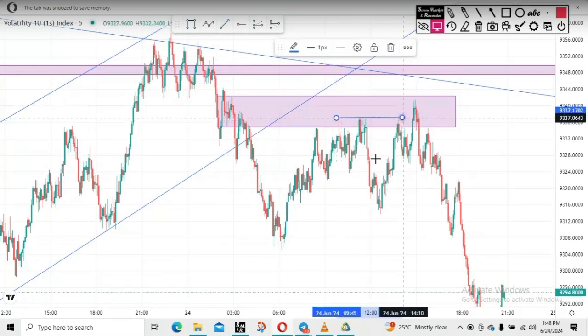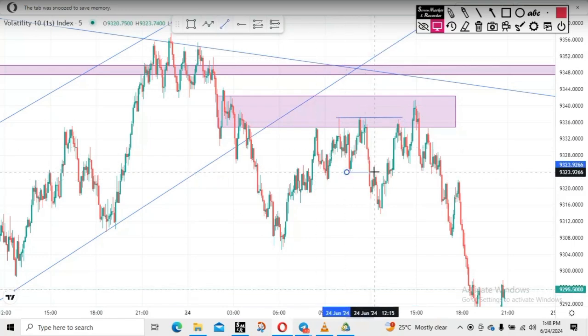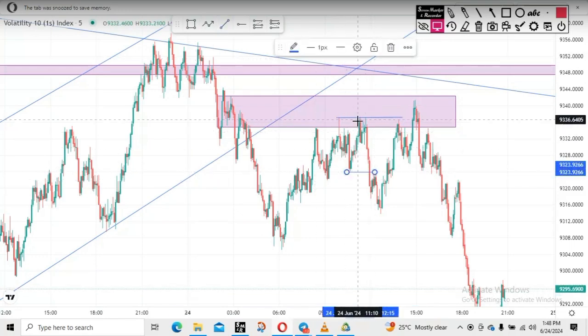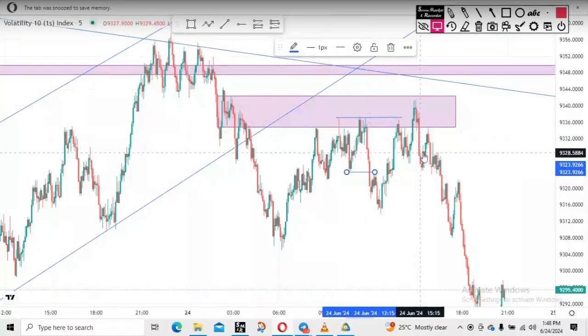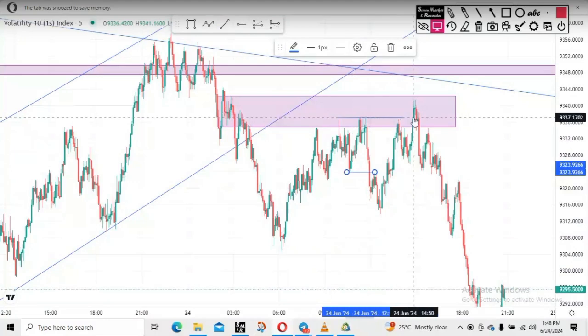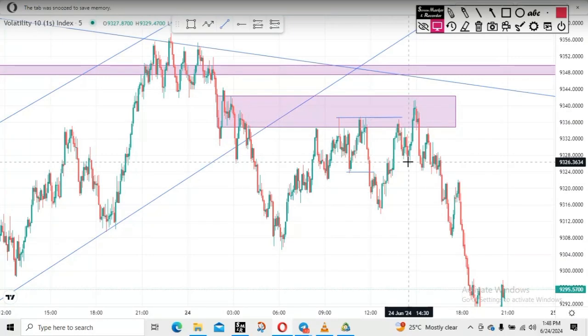You can see, although we had a change of character here, because there was no sweep of liquidity accompanied, I wasn't comfortable to enter it because most times it will go back and take you out and then start going in your direction. So I waited for price to sweep liquidity here. After price swept liquidity here, I waited for displacement. This was a displacement here, which got change of character.